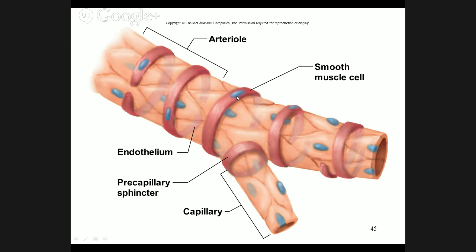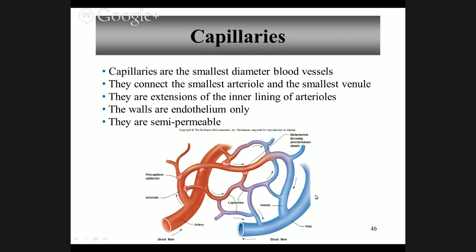It has smooth muscle cells that form a ring. There's a precapillary sphincter that opens up to send blood into the capillary. The capillaries are the smallest diameter blood vessels. They connect the smallest arteriole and the smallest venule. They're extensions of the inner linings of the arterioles, and the walls are just endothelium only, and they're semi-permeable. They have to allow for gas exchange.